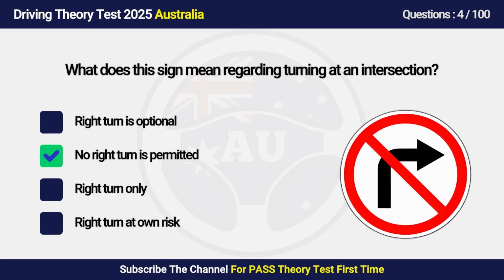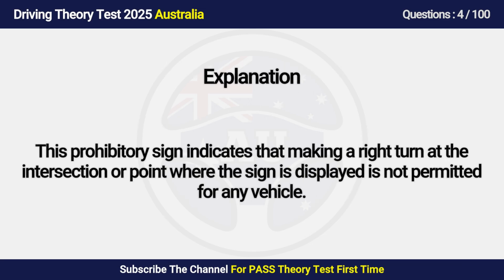Answer is B. No right turn is permitted. This prohibitory sign indicates that making a right turn at the intersection or point where the sign is displayed is not permitted for any vehicle.